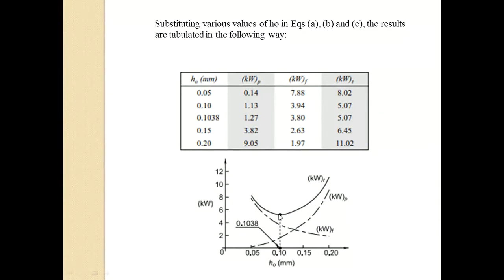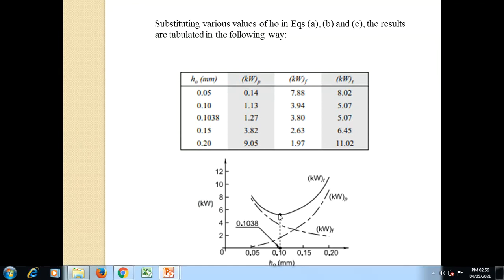So all our findings are covered here. The first finding is the variation of film thickness. The second is that we have to find the optimum value and draw a neat sketch of these losses.